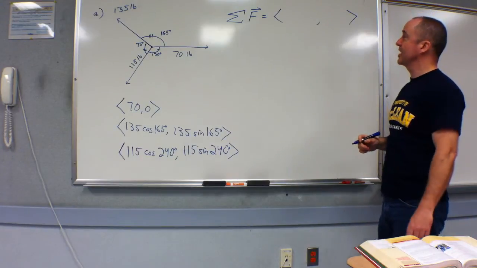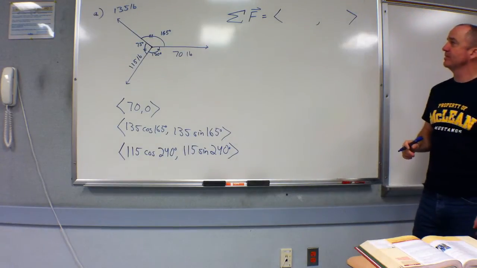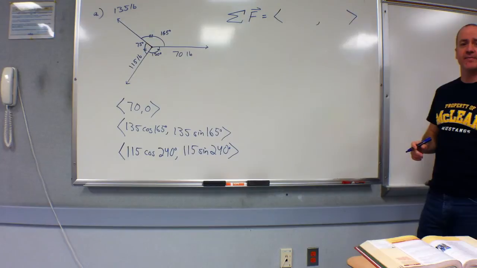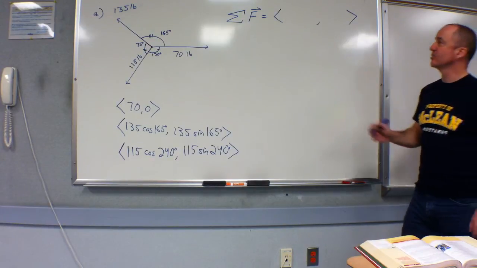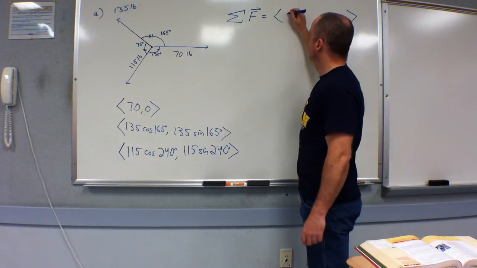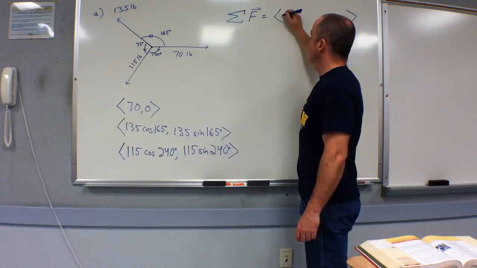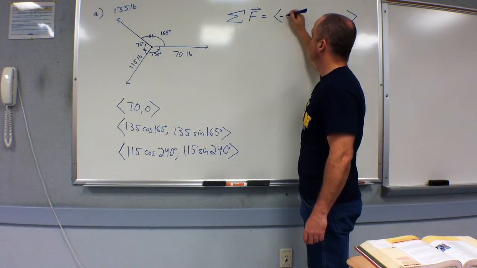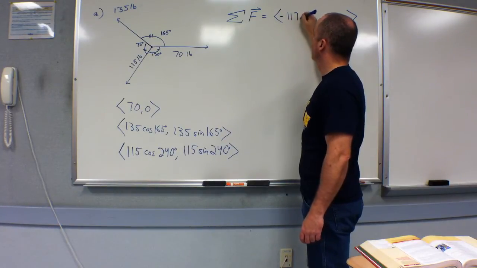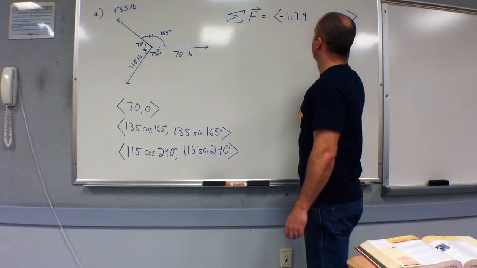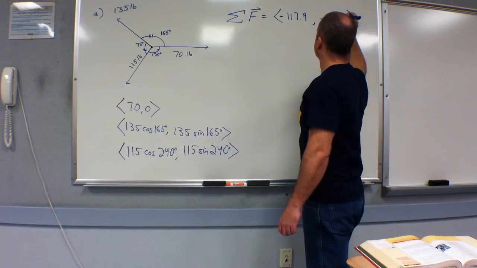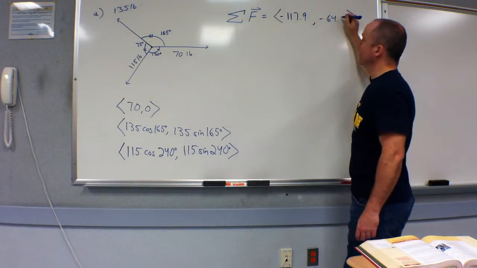So let's double check that. Which component was that? That was x. What'd you get? Do you want a decimal point? Negative 117.9. Yeah, I got that too. Okay. And then negative 64.7. Negative 64 point, which? 7. Okay.